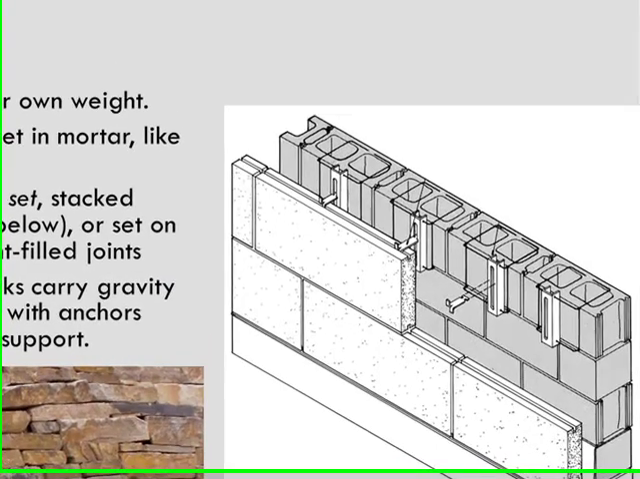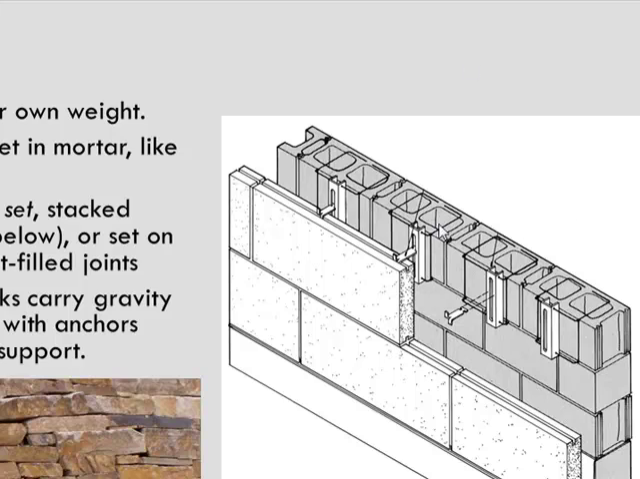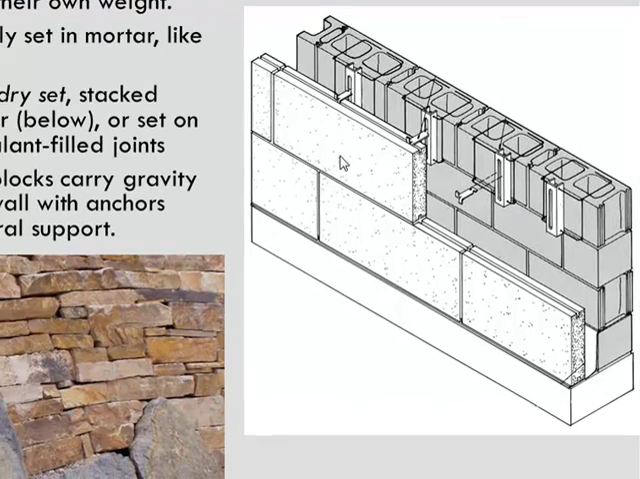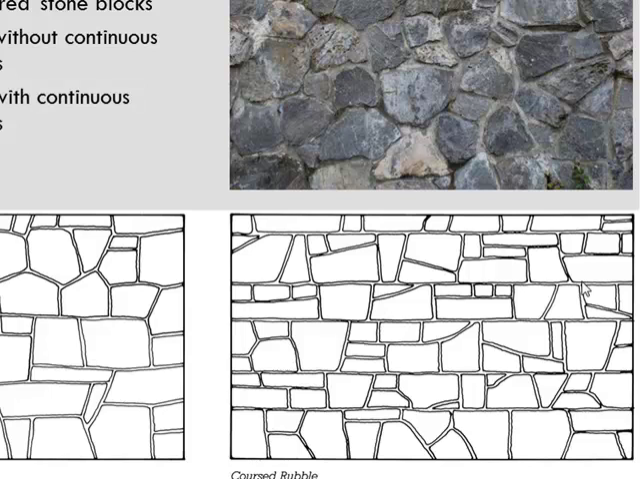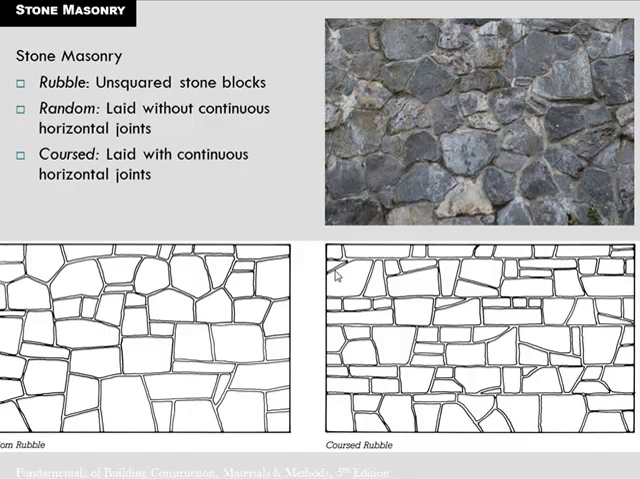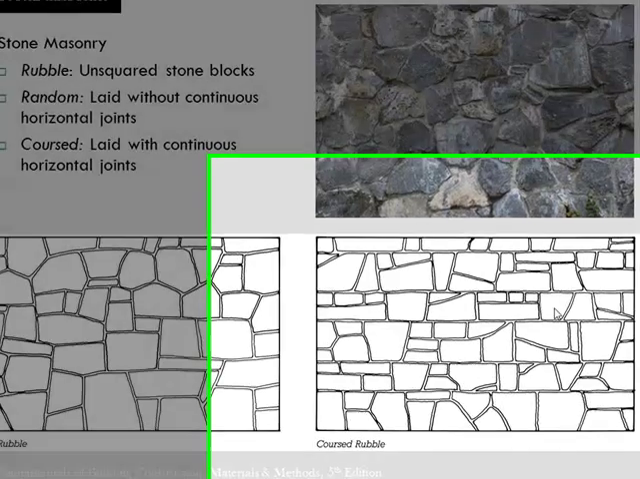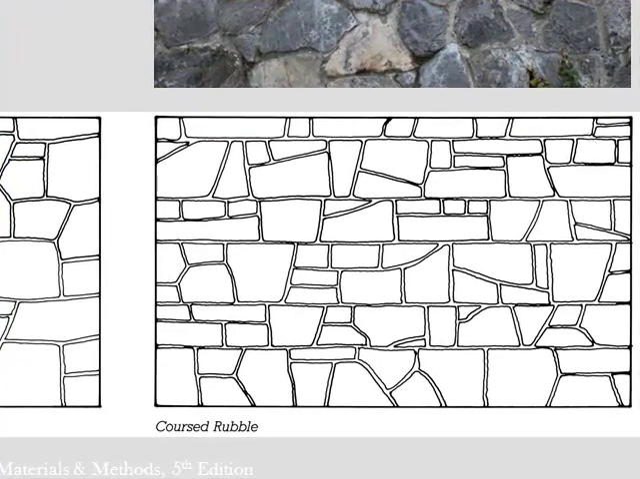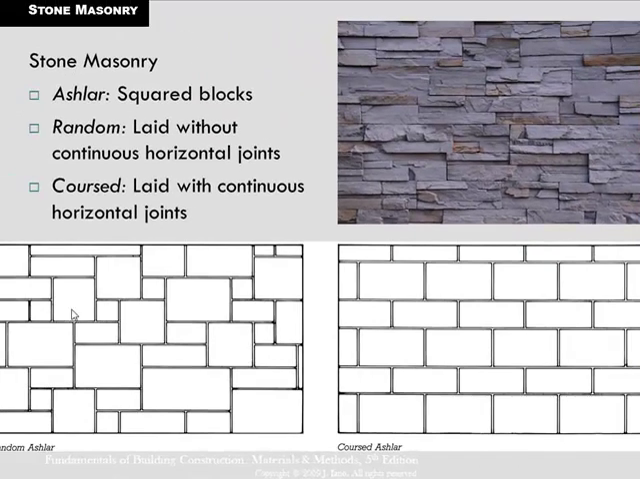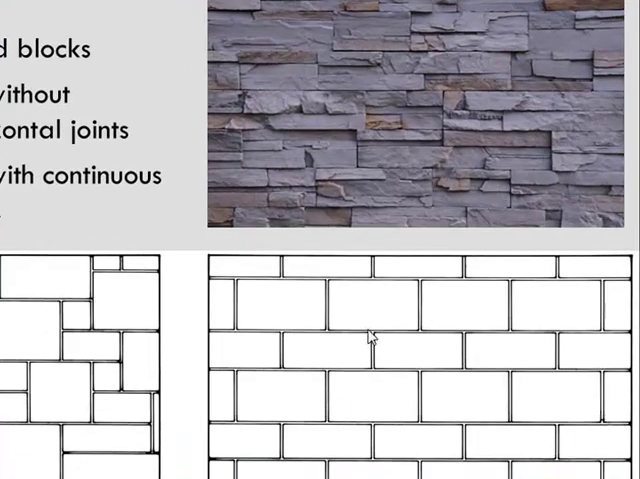You can also have your masonry wall with an inside CMU, which is the way a lot of them are done, and then instead of brick out here, you would use stone panels. And just like in brick, there's different ways to lay your stone, and it affects the look of your building. So you've got rubble, which is obviously rubbly, and random, and then coursed. You can see the courses, the horizontal lines. Ashlar is squared, kind of like this. Random is laid without continuous horizontal joints, and then coursed again over here.